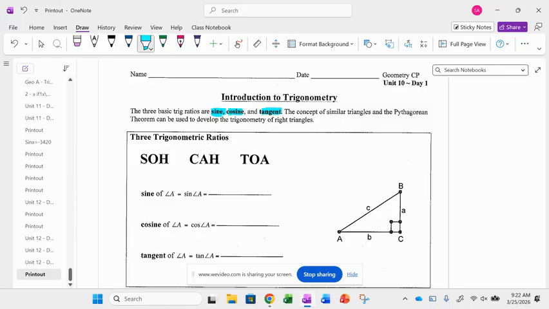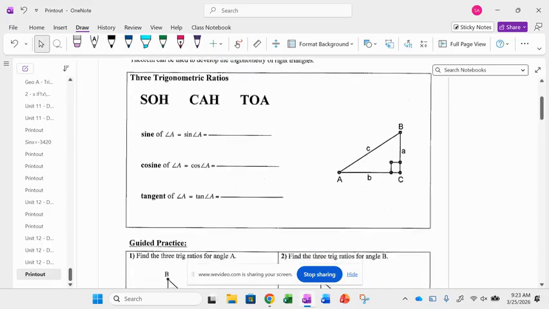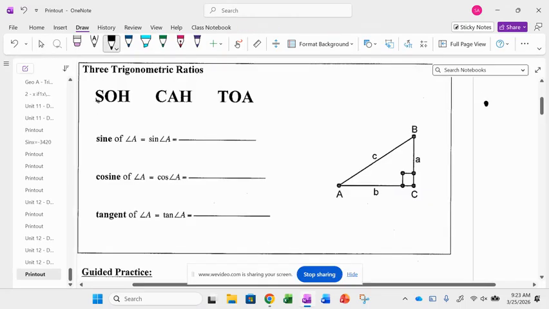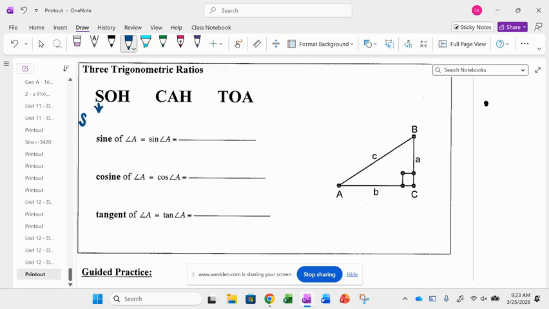And you can never have sine or cosine or tangent stand alone. It could never just be sine equals something. It has to be sine of an angle, and it has to be cosine of an angle. It has to be tangent of an angle. And so with the sine, cosine, and tangent, S for sine, you should write this. The sine is going to pair the side opposite the angle over the hypotenuse.